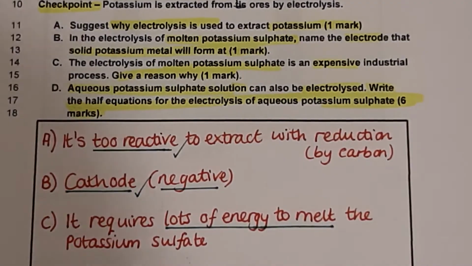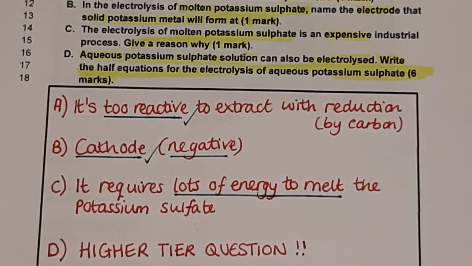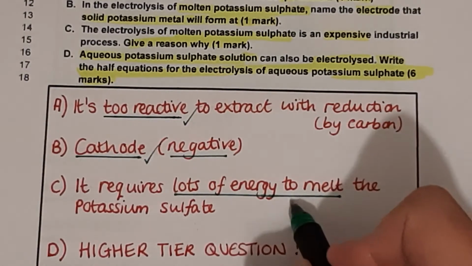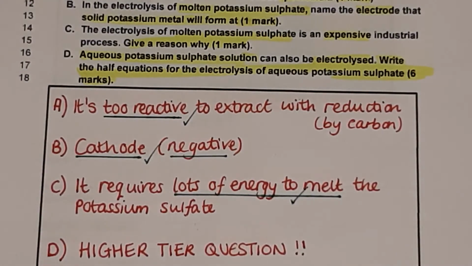Question C, the electrolysis of molten potassium sulfate is an expensive industrial process. Give a reason why. Well, that's because it requires a lot of energy to melt the potassium sulfate. So there's 2 things required to get this mark. First of all, it needs lots of energy, and secondly, the reason for that energy. So the energy is required to melt the potassium sulfate.